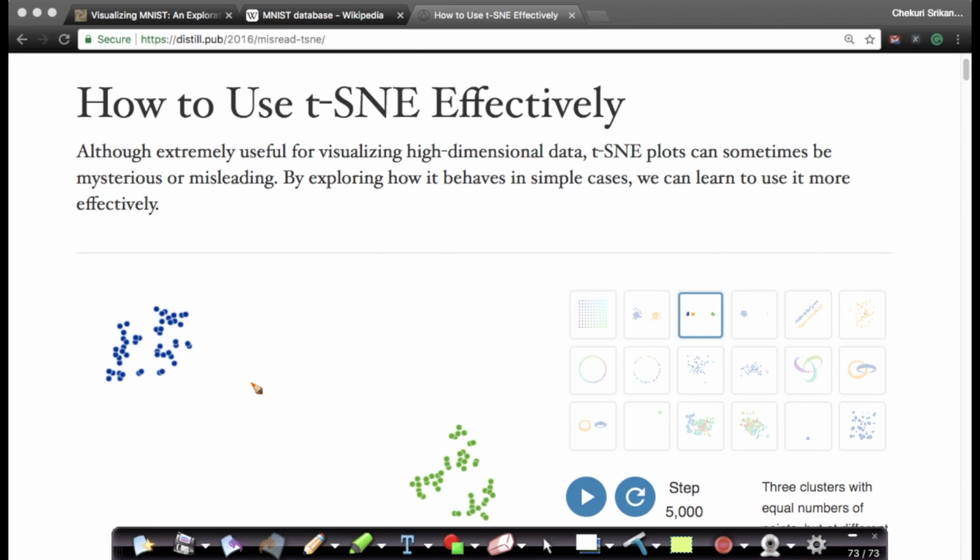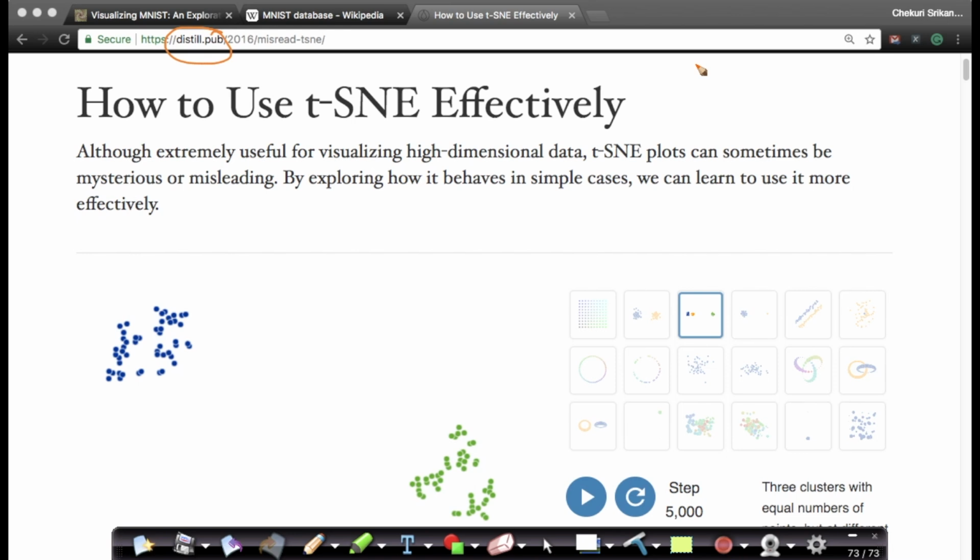So since we've learned about what t-SNE actually does, let's try to run t-SNE on simple data sets to understand how t-SNE behaves. This is extremely important. And for this purpose, I'm using a terrific blog called distill.pub. Let me write it here.